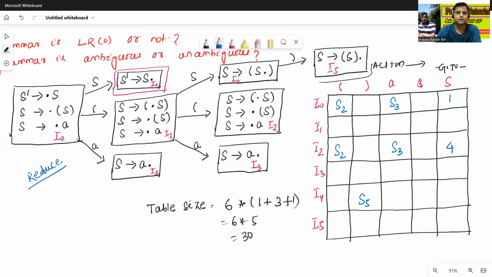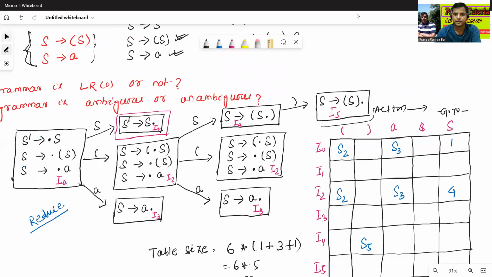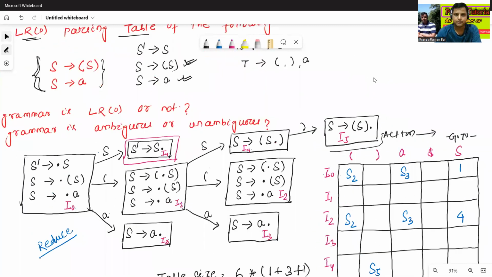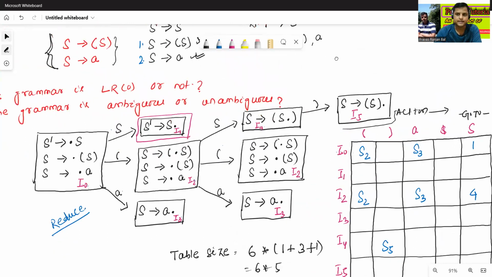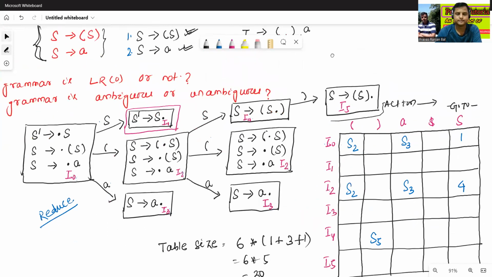Before going to the reduce action, just make the numbering. This is 1, this is 2. Let's see how many reduce actions there are. This one is one reduce action. This one is one reduce action. This one is one reduce action. So there are 3 reduce actions.